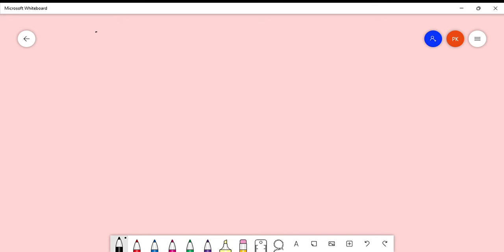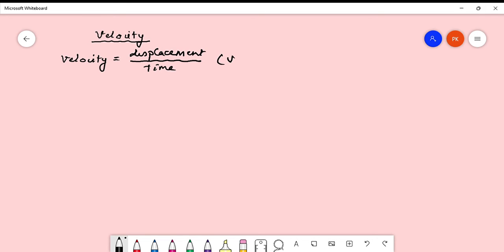Velocity in vectors. You are already familiar with the concept of velocity. Velocity, as you know, is a vector quantity and it is the displacement in unit time. So this is a vector quantity.